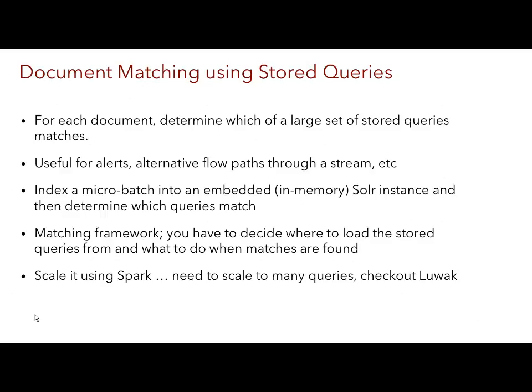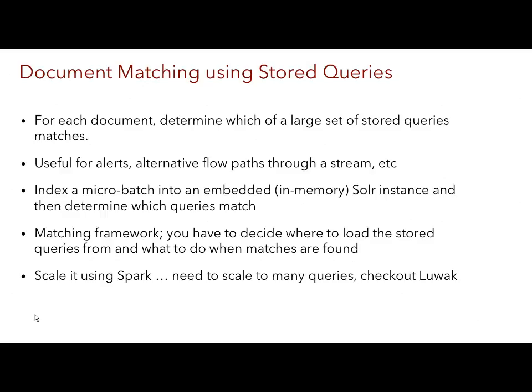The key there is you still want to do all of the text analysis that you do normally. And so the document matching engine goes into Zookeeper and pulls out the right Solr configuration to use, indexes the document, and then executes the queries. And then, of course, that's expensive per document. But if you have a Spark cluster, you can scale that up very nicely with Spark.